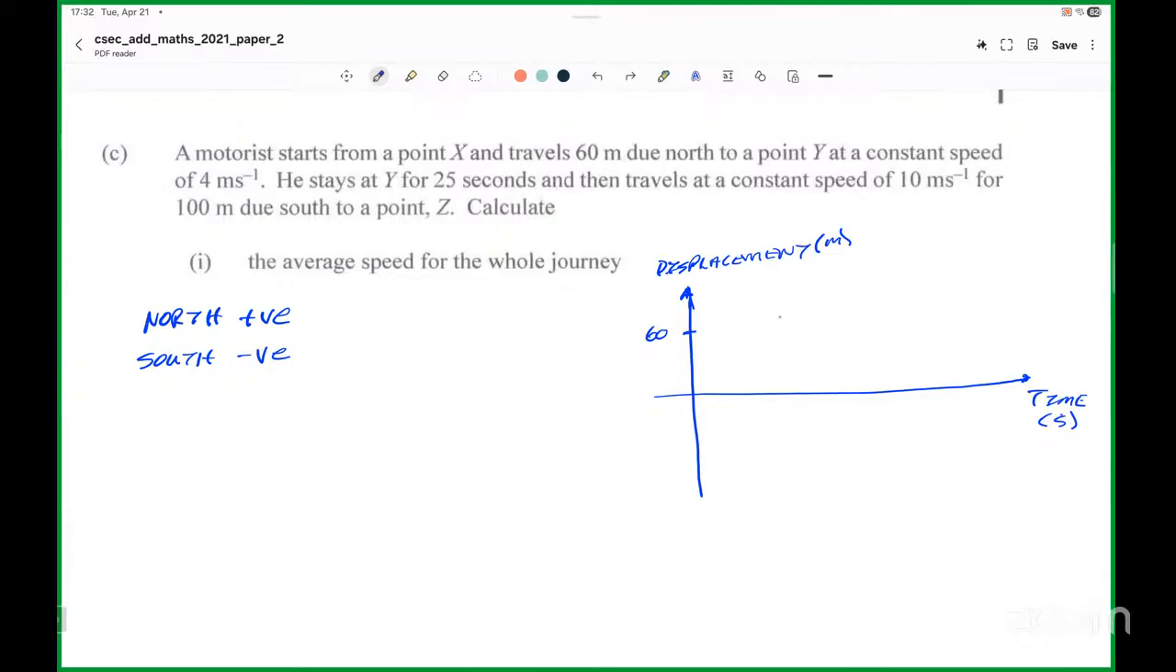The acceleration is 0, so it travels 60 meters at a constant speed of 4 meters per second. Remember, on a distance time graph, speed is the gradient. The gradient is 4. So that should be the motion for the first part.